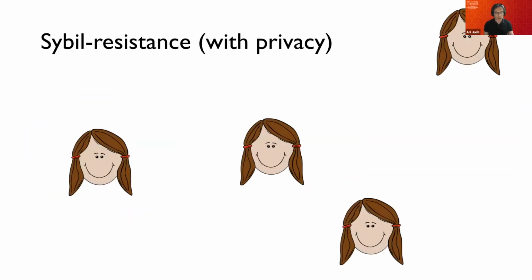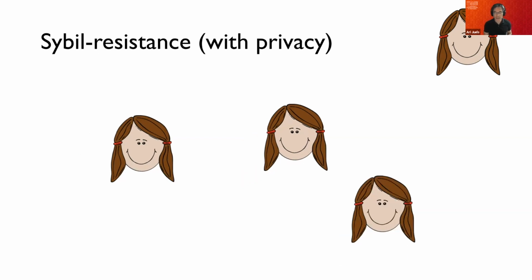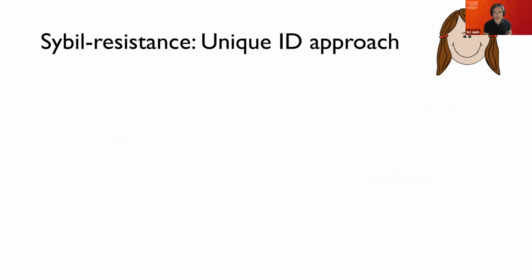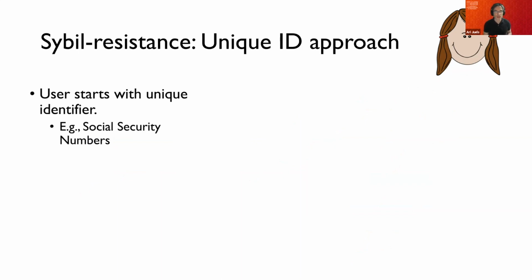We can also achieve with Candid the Sybil resistance that I mentioned before that is so important for applications like voting. The main approach that we take to achieving Sybil resistance is what we call the unique ID approach. We presume here that users have access to some type of unique identifier. For example, a nationally issued numerical identifier like a social security number.